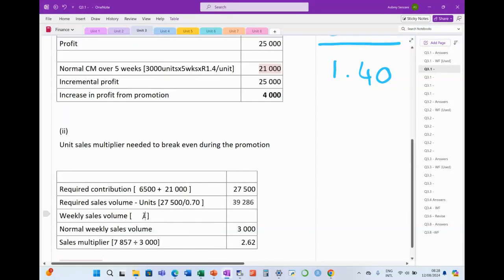Why are we dividing it by 5? Yes, it's 5 weeks of the promotion. All right, so that tells us we now need to sell that number of units every week.